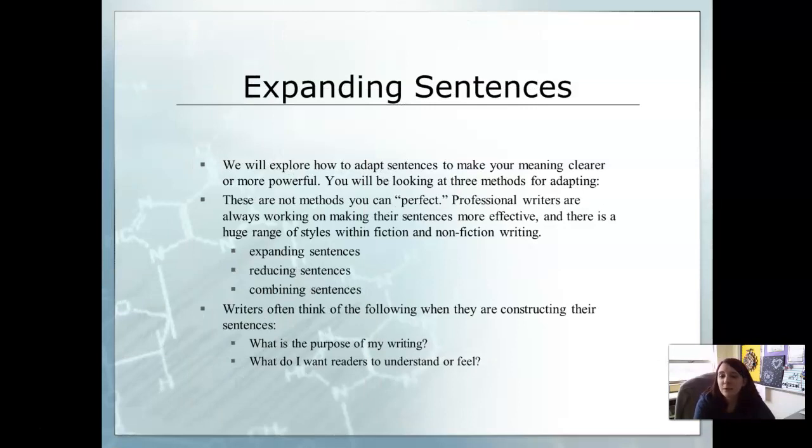So we're going to explore how to adapt sentences to make your meaning clearer. You're going to be looking at 3 different methods for adapting. There are no methods you can perfect. Professional writers are always working on making their sentences more effective, and there's always a huge range of styles. We can expand, reduce, or combine. Writers often think of the following when they're constructing: what is the purpose of my writing, and what do I want the readers to feel and understand?